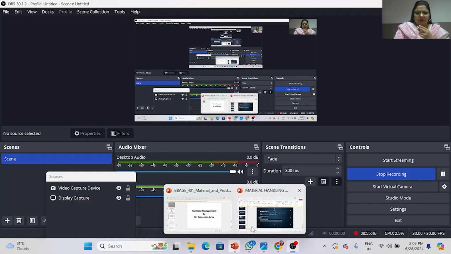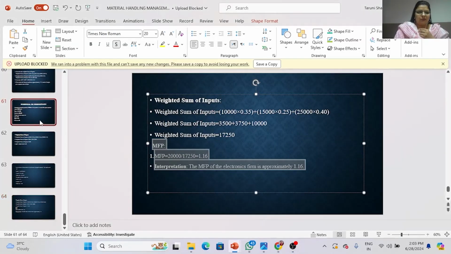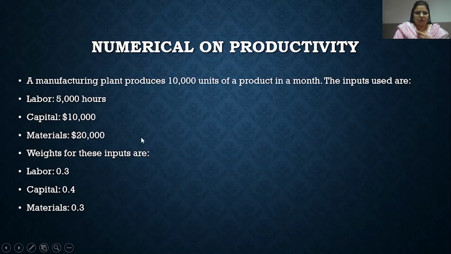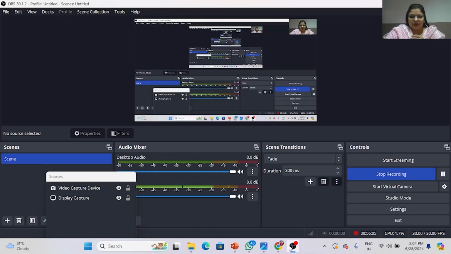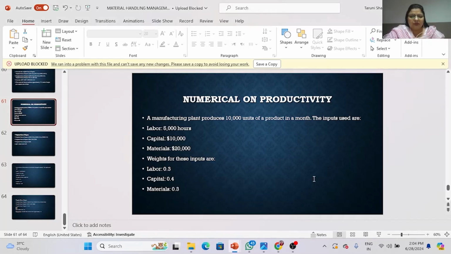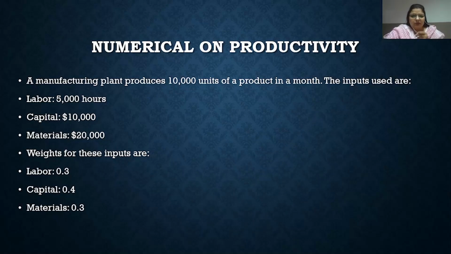So here are some examples of measuring the productivity. How can we calculate the productivity? A manufacturing plant produces 10,000 units of a product in a month. The inputs are as follows.